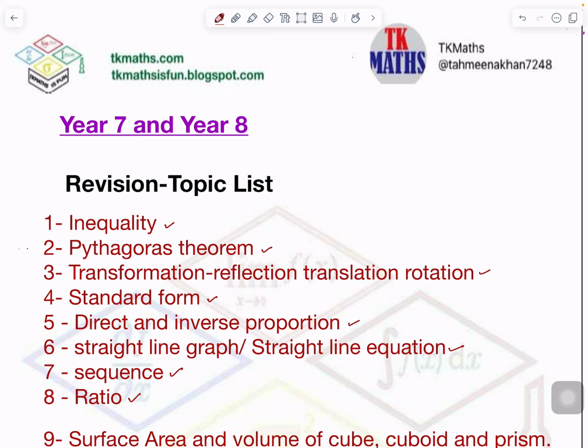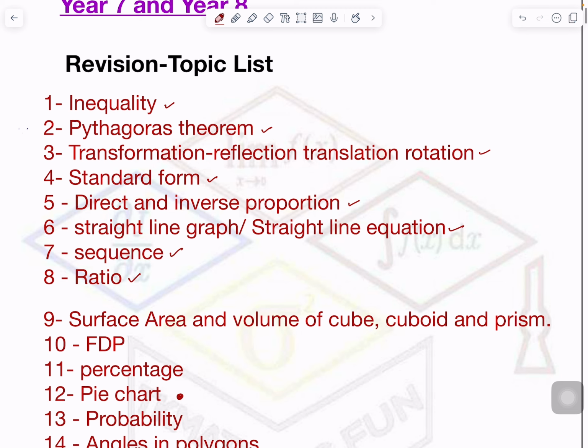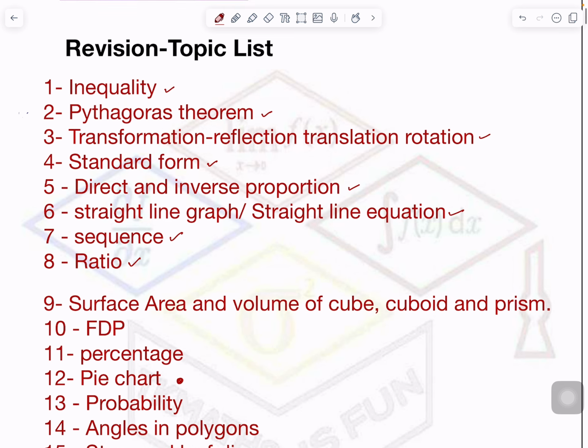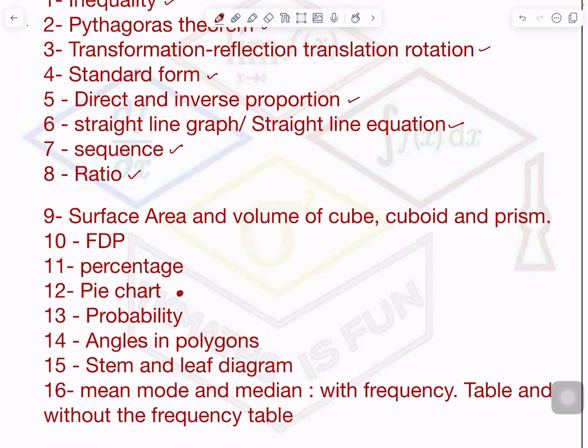In today's video we will study pie chart, and here I have shown you the topics which I have picked up to revise few concepts to the students of year 7 and 8. So all the tick ones have been uploaded. I'll put the link of my blog where these are uploaded in the description below. So today we are studying pie chart.